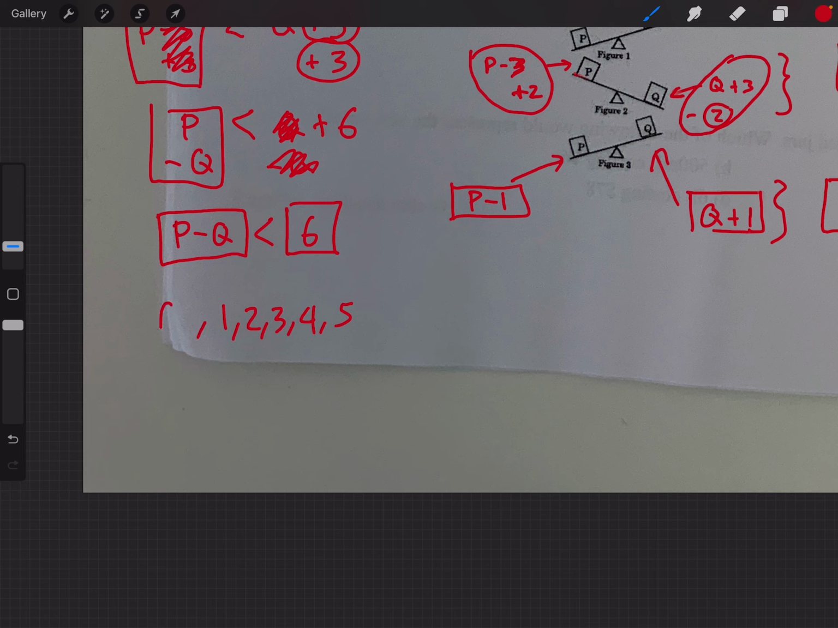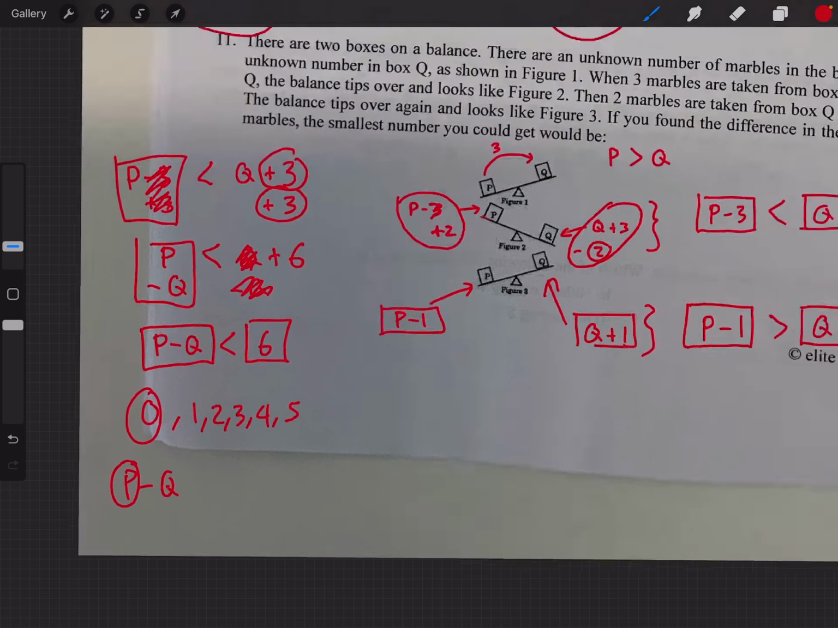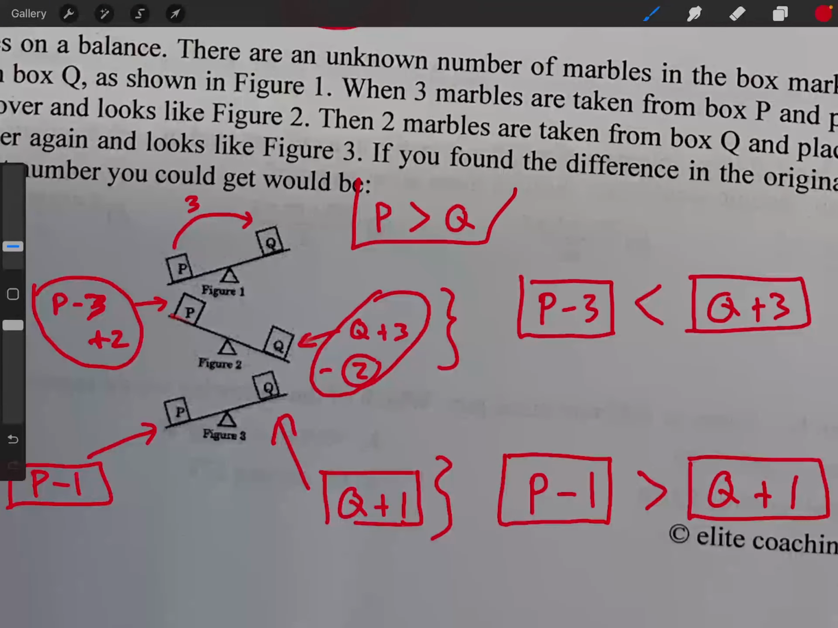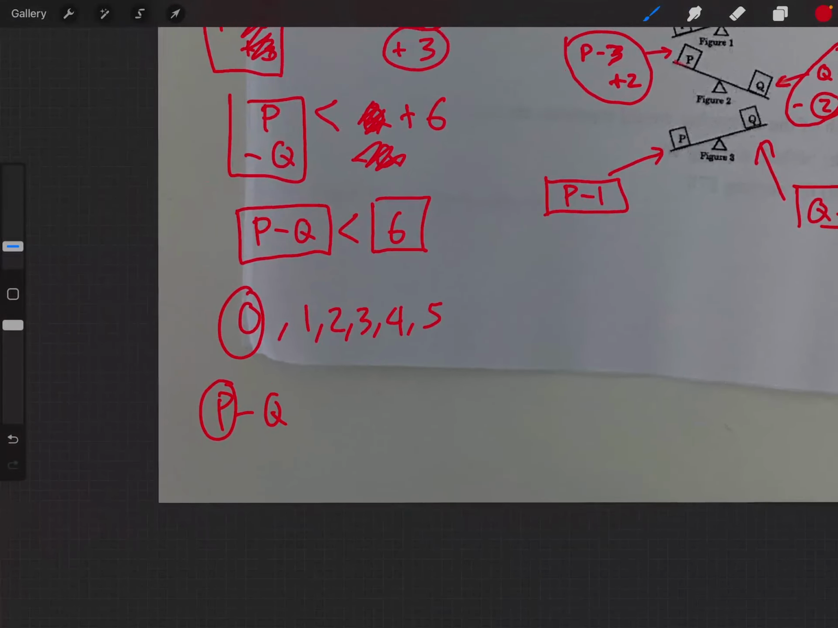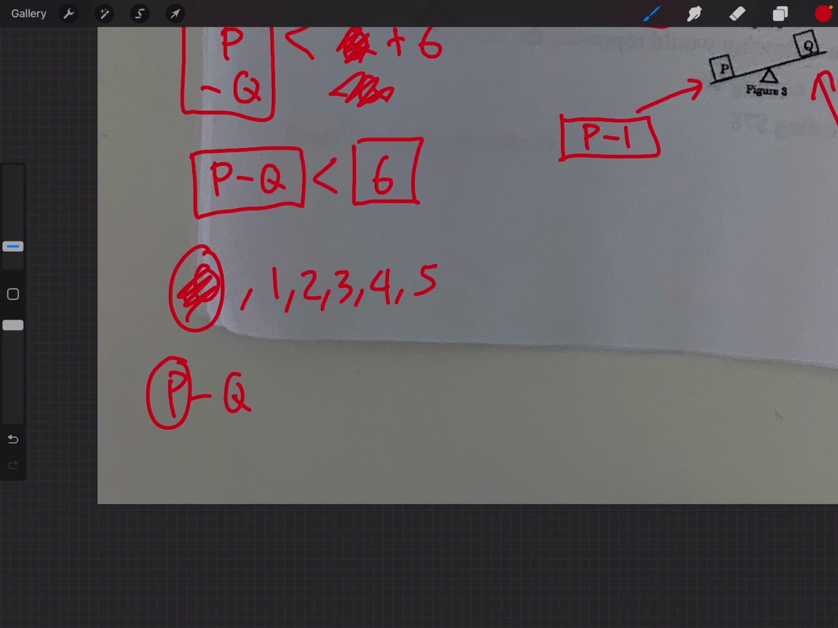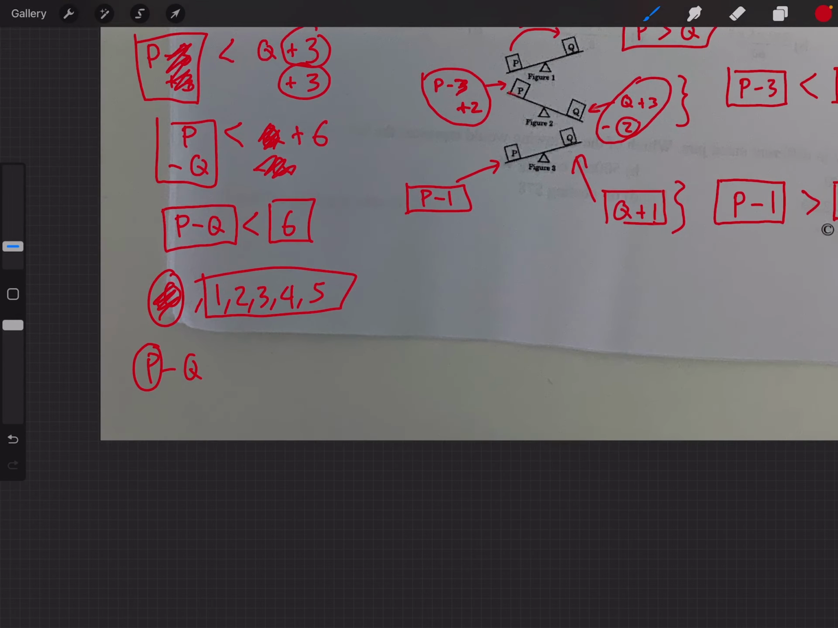Can it equal to 0? No, it can't, because P minus Q cannot equal to 0, because for it to be equal to 0, that means P equals to Q. But we know that P is bigger than Q. It can't equal to Q, so therefore it can't be 0 either. So these are the possible values of the difference between P and Q.